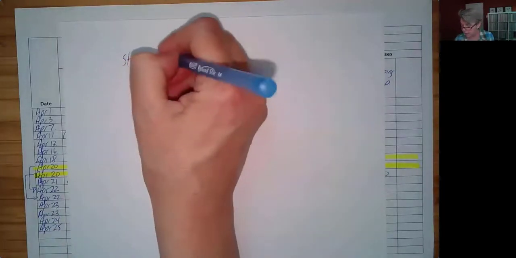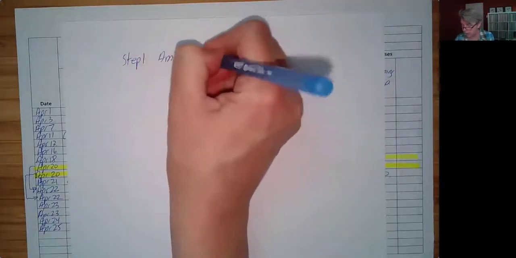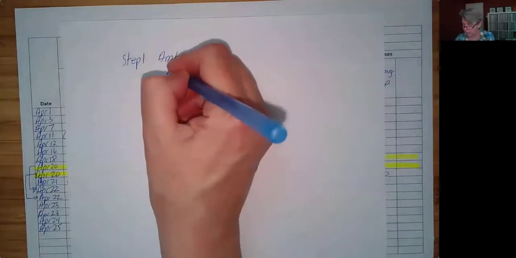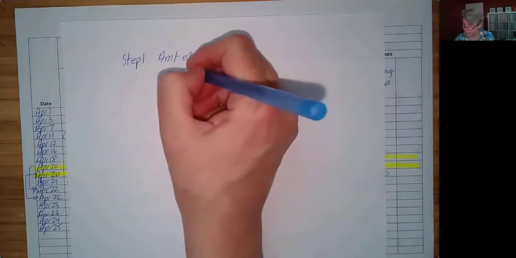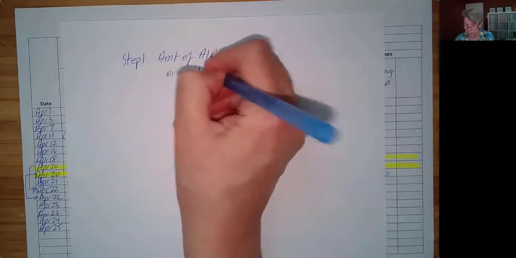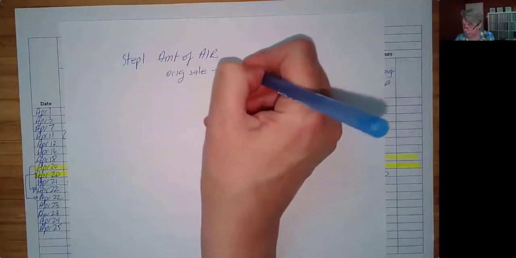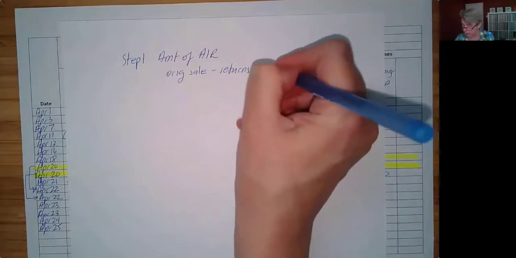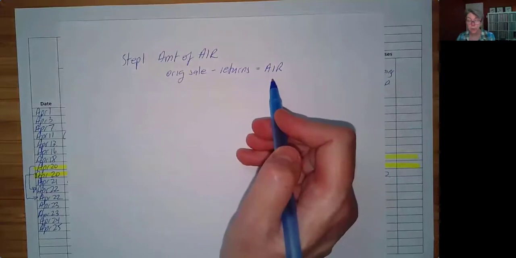So step number 1. What is the amount of the accounts receivable? Accounts receivable, because we're the seller this time. So we're going to take the original sale, subtract any returns, and that's going to be equal to the amount of the accounts receivable.